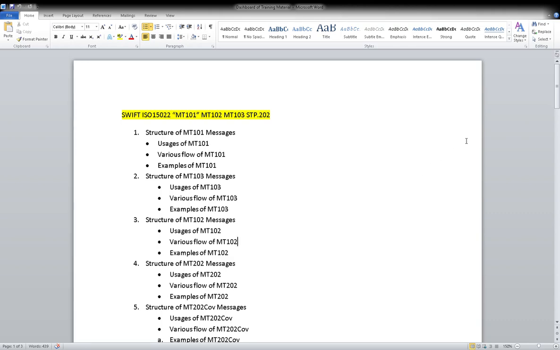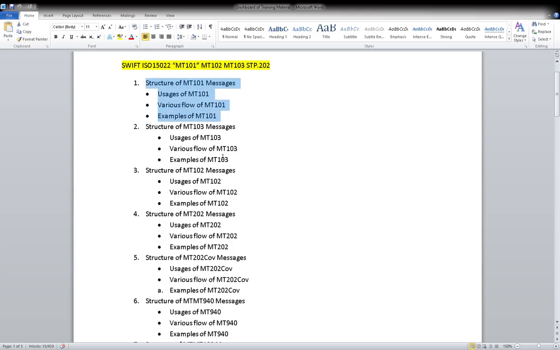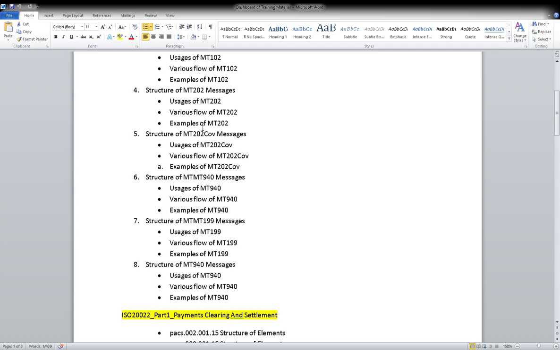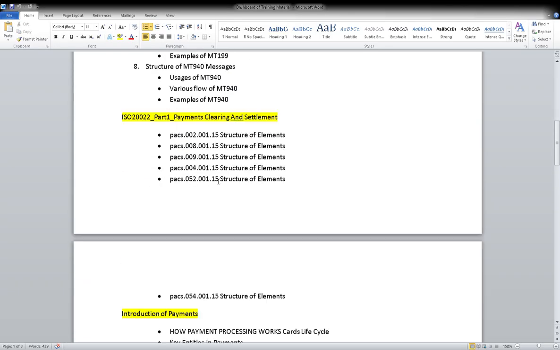Yes. Okay, so in this part, we are going to discuss the structure of all the messages, which is MT101, 103 in detail, MT202, then 102, then 202 cover, and 940, which is statement. These are the statement messages, and then free format message 199, then 195 is the cancellation message.